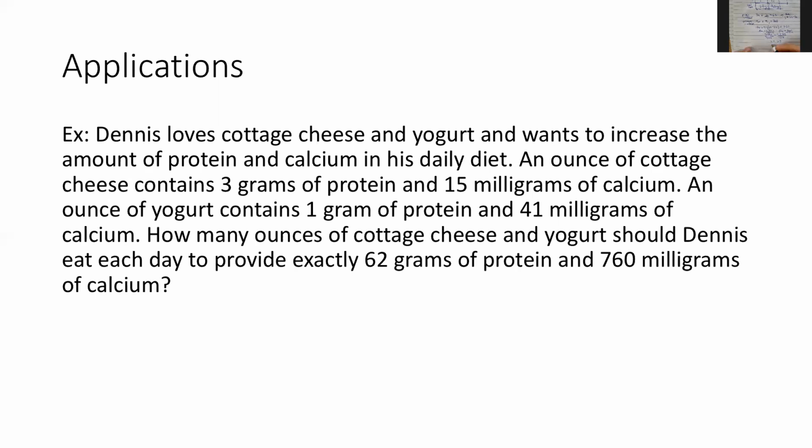And then I can find y by taking x and plugging it back in up here. So in other words, y is going to be equal to 62 minus 3 times 16.5, which should be 12.5. So in other words, that's 12.5 ounces of yogurt, right? And this is ounces of cottage cheese, CC. Kind of neat how you can do that.